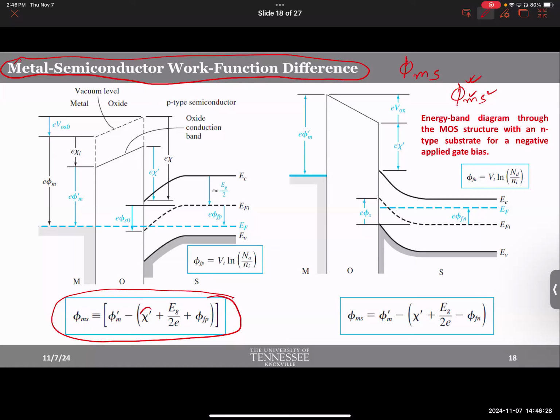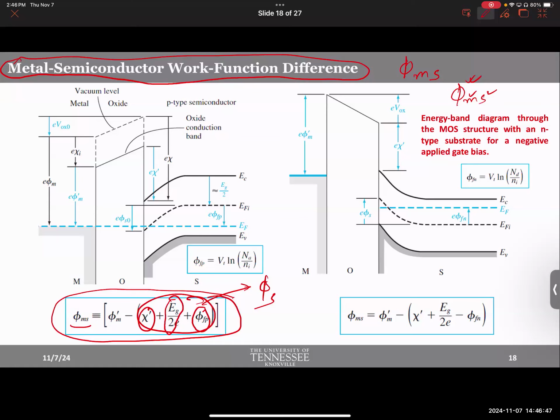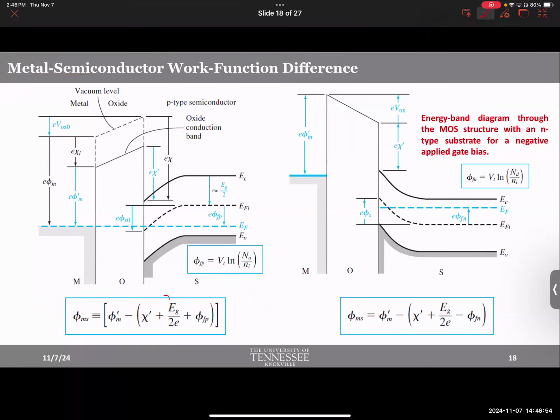Look at this equation: chi plus Eg over 2 plus phi FP. This is phi S, as we just noticed here. Is that right? So basically here we calculate the metal-semiconductor work function difference. You take the metal work function and subtract out the semiconductor work function. And this is basically the semiconductor work function. This equation is coming and I'll talk about it.